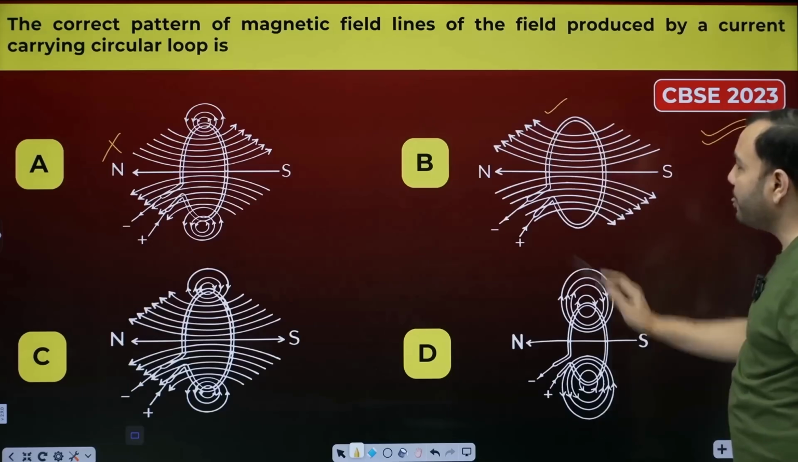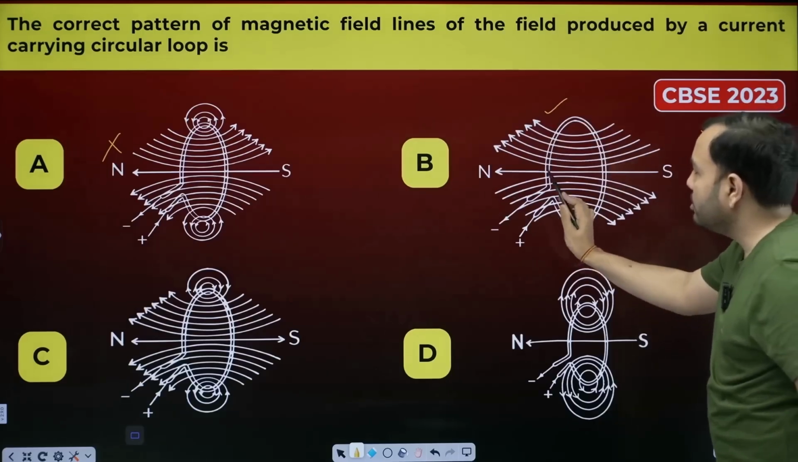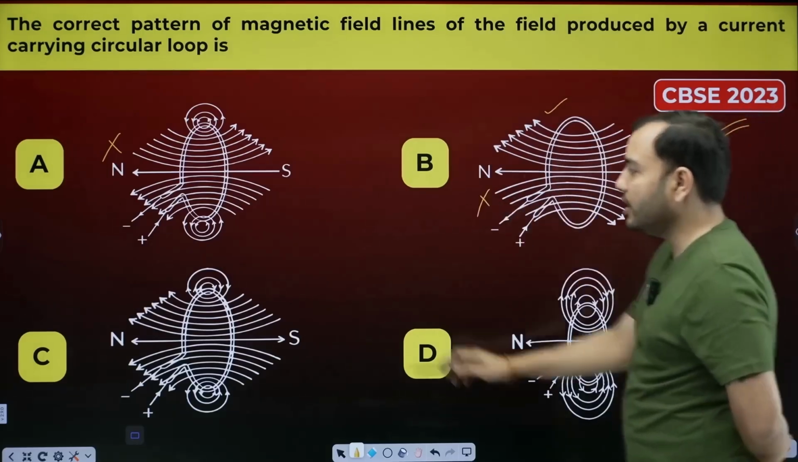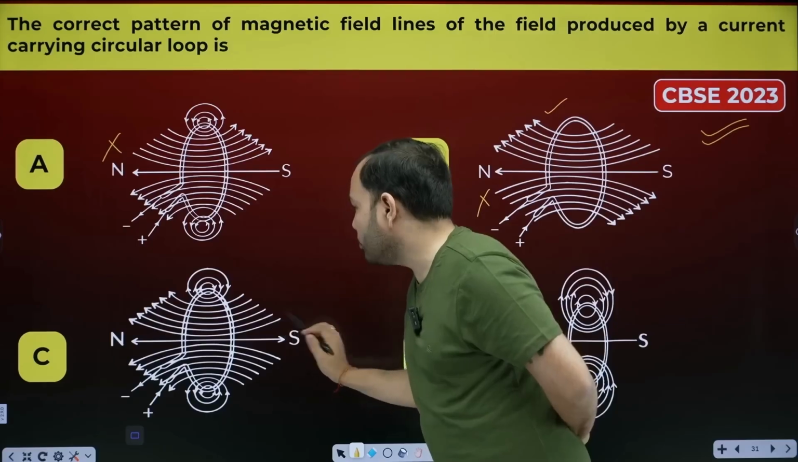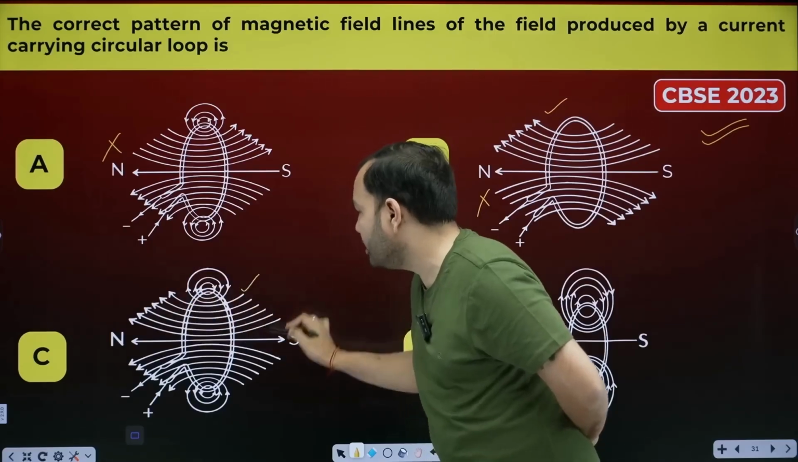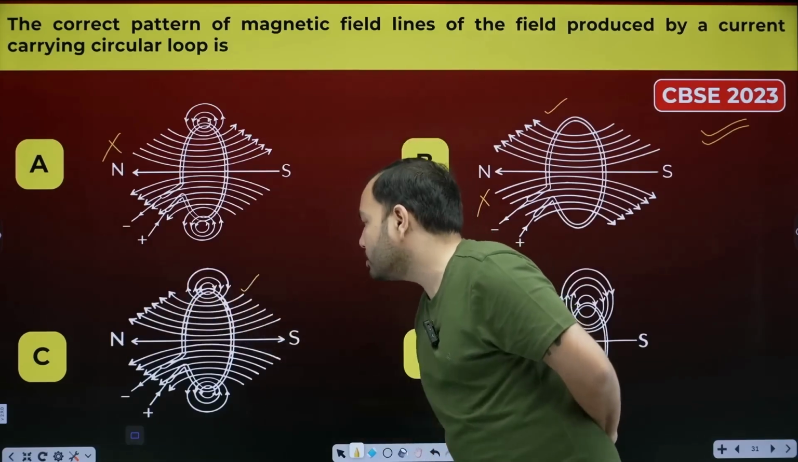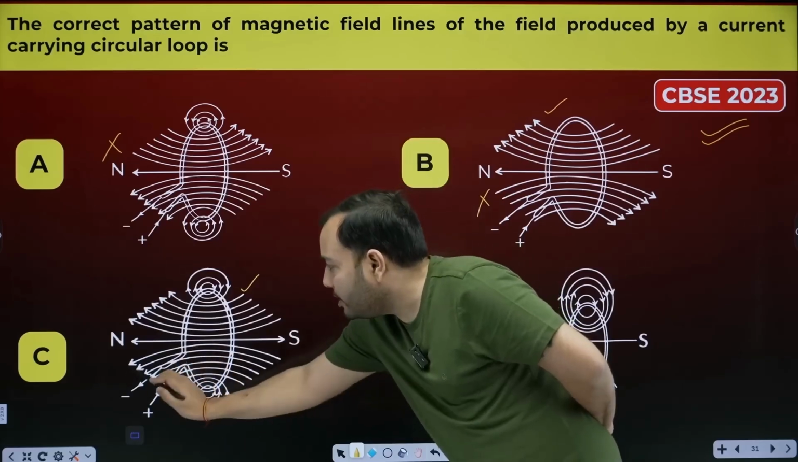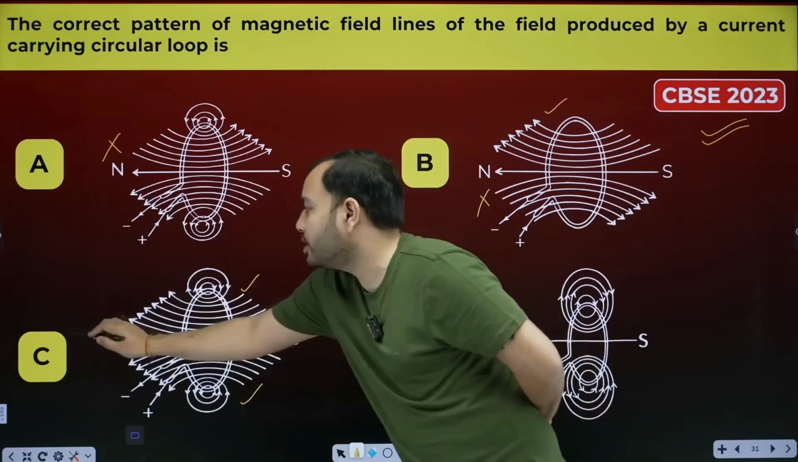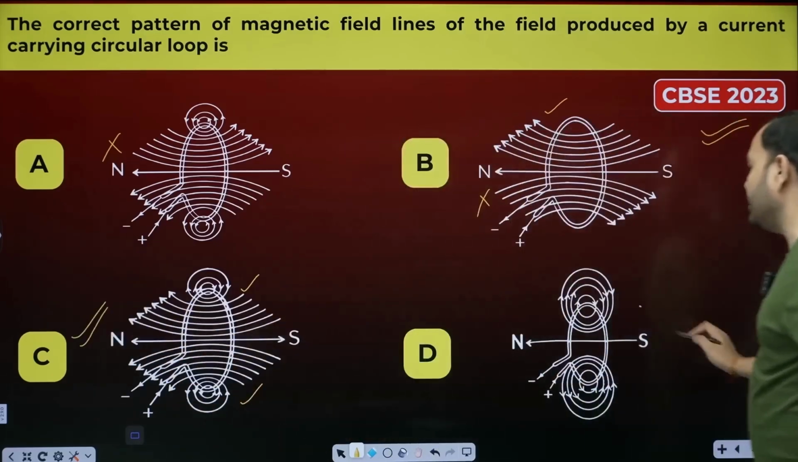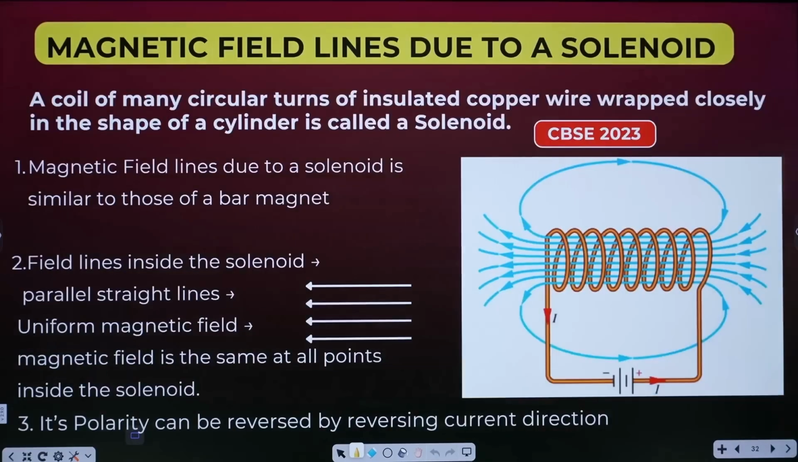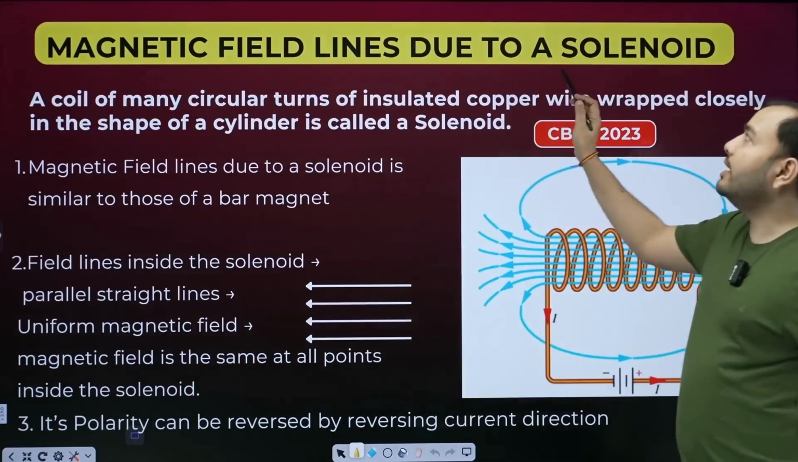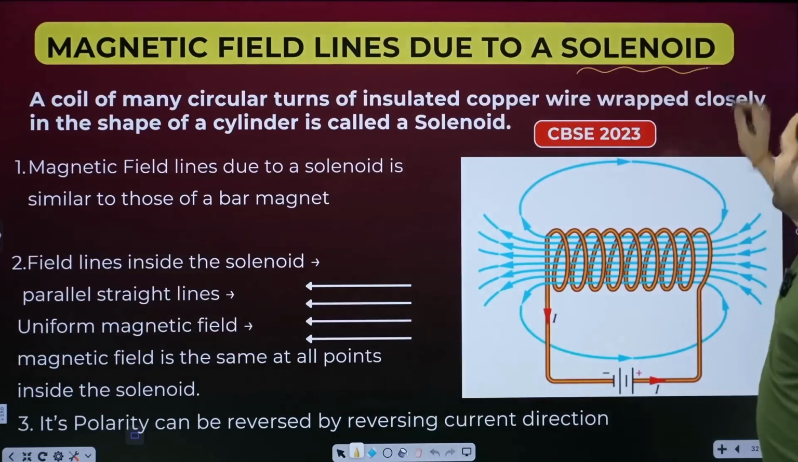Here, let's say below, from here it's entering, north. It has become wrong. See this one. It is entering from here, south. From here it's going out, north. Correct. Let's say here below, from here it's entering, south. From here it is going out, north. Correct. So this is completely correct. Right? This one is not marked correctly. Clear? Chalo. Next has come magnetic field lines due to a solenoid.